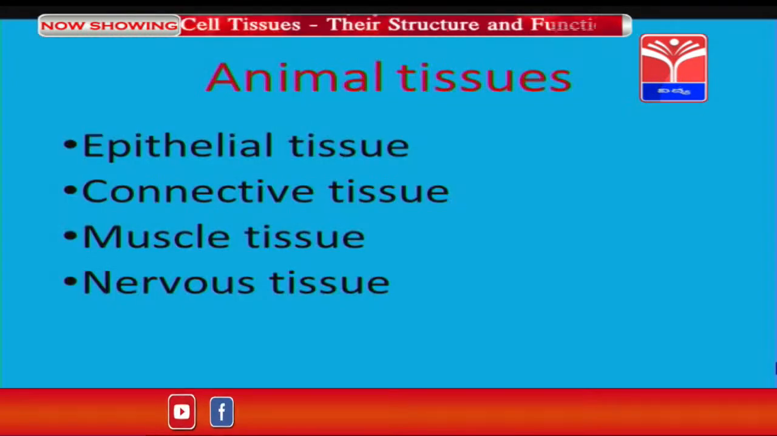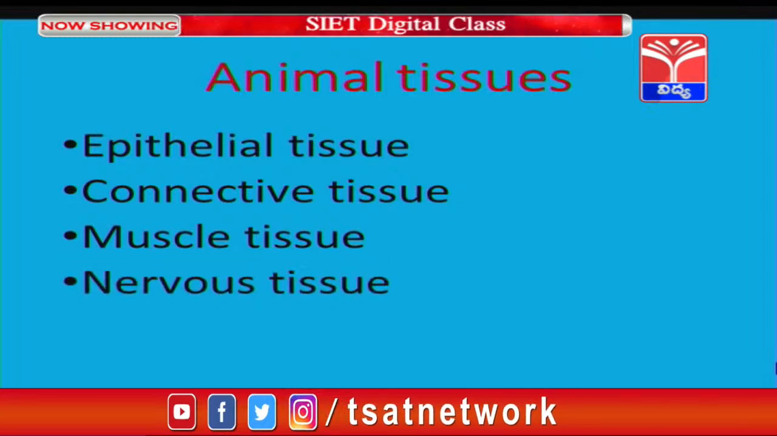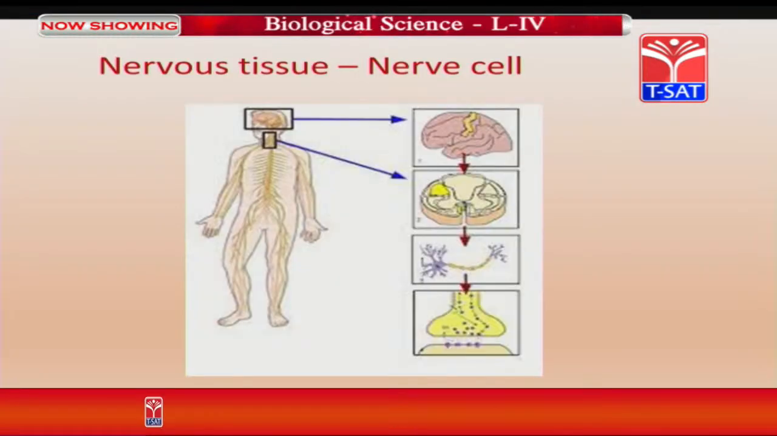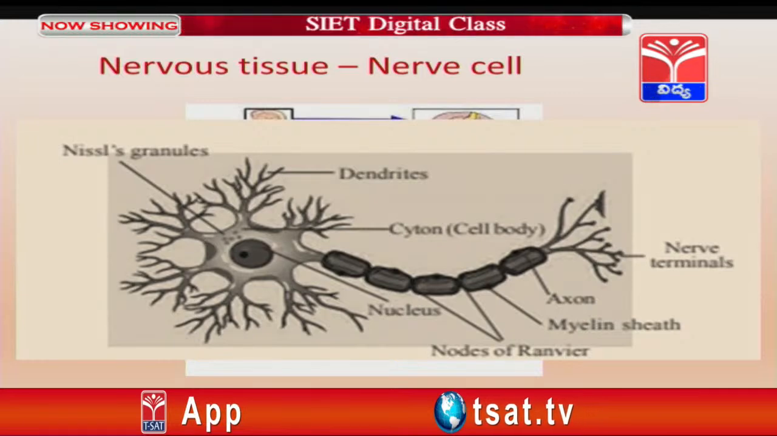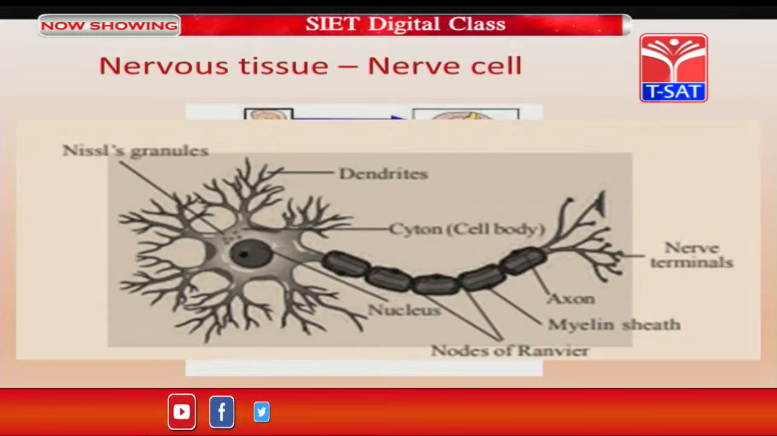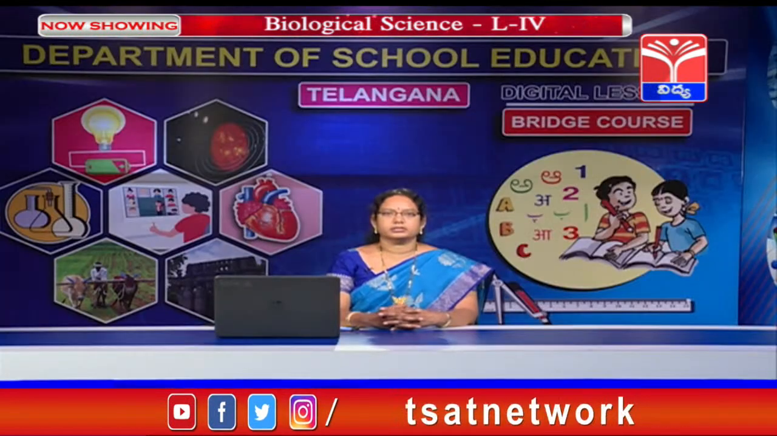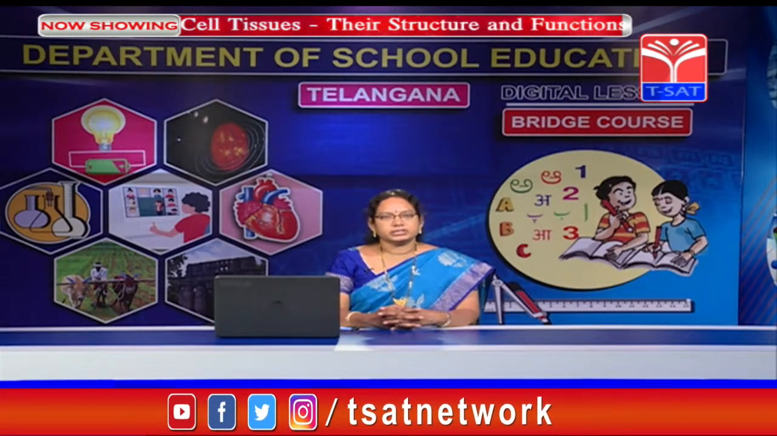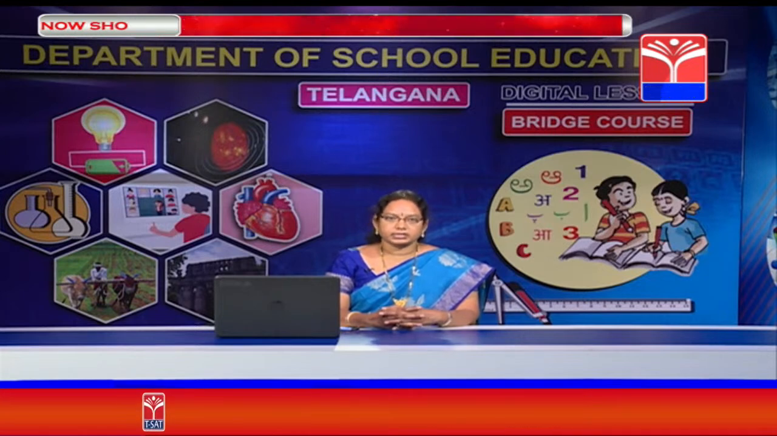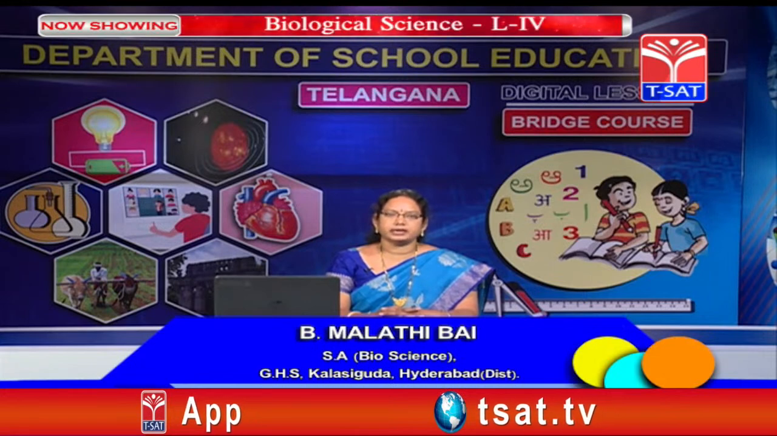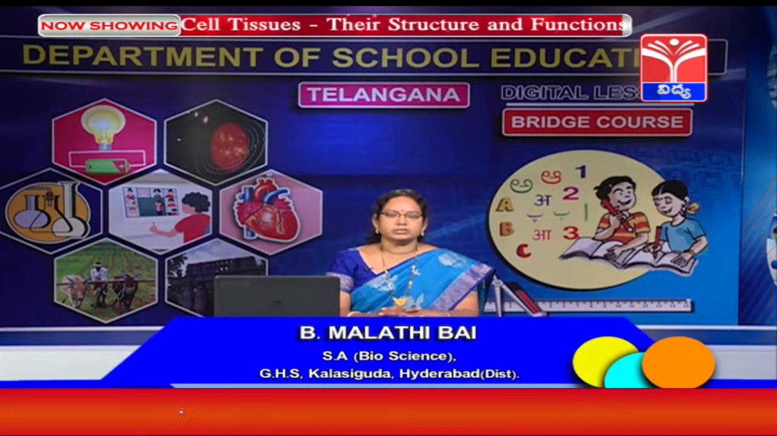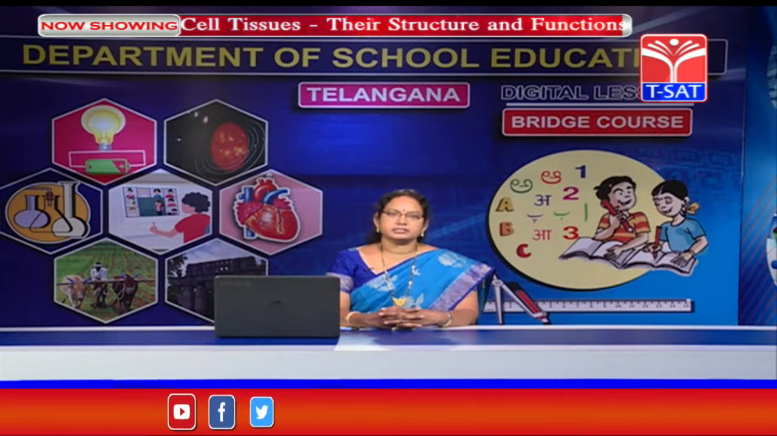Now, let us see about the fourth tissue in the animal tissues, that is nervous tissue. Nervous tissue is found in brain, nerves in the body. These have nerve cells. These nerve cells can receive and analyze and send the information. Now, children, you have learnt about cell organelles, tissues, and again in tissues about plant tissues and animal tissues, and also their function and their structure.